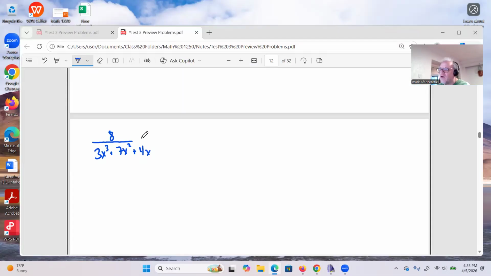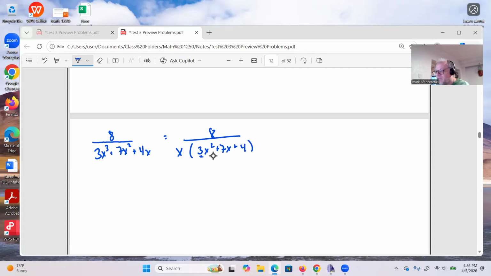We are going to do partial fraction decomposition on 8 over 3x cubed plus 7x squared plus 4x. First job is to factor completely. So we can say this is 8 over, and we have x times 3x squared plus 7x plus 4.